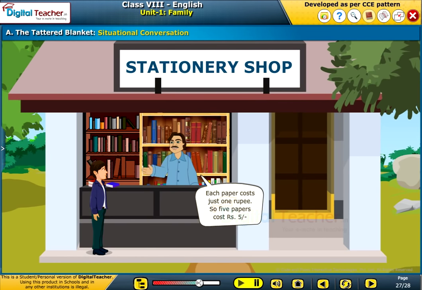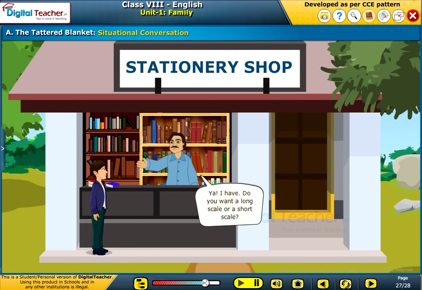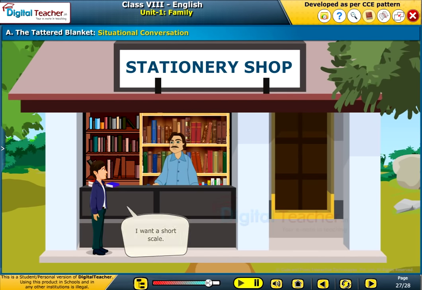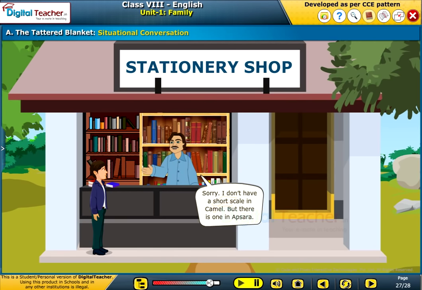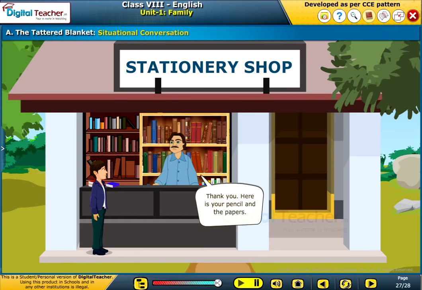Each paper costs just 1 rupee. So 5 papers cost rupees 5. I also need a scale. Do you have camel scale? Yeah, I have. Do you want a long scale or short scale? I want a short scale. Sorry, I don't have a short scale in camel, but there is one in Apsara. But I want only camel. Okay, no problem. I will get it from other shop. So I have to pay you total rupees 10. Please take it. Thank you. Here is your pencil and the papers. Thank you. Welcome, my boy.